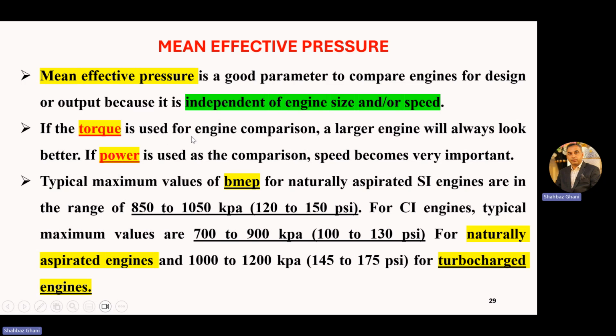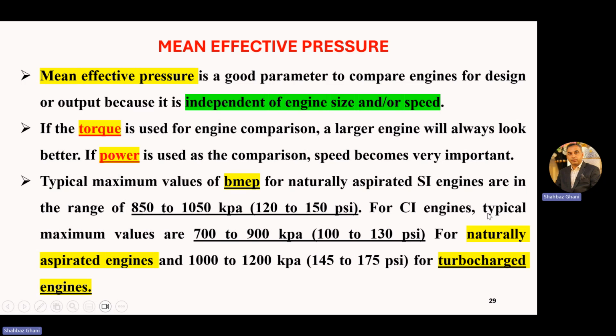If torque is used for engine comparison, the larger engine will always look better. If you are using power as a comparison, speed becomes very important. So every factor has its own pluses and minuses. Typical maximum values of brake mean effective pressure for naturally aspirated SI engines are in the range of 850 to 1050 kilopascals, or 120 to 150 psi.